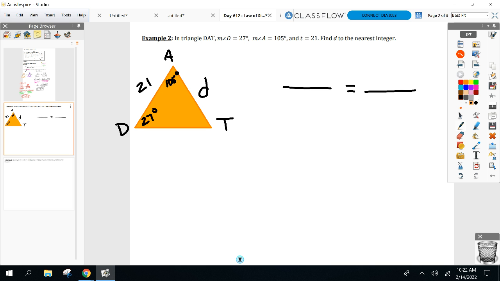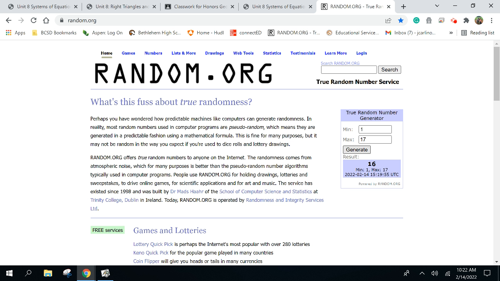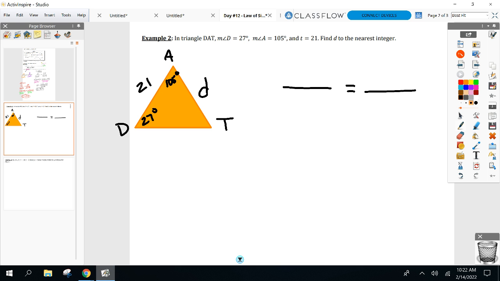All right. How do you want to start this off? Give me a side and an angle across right now. Side and an angle across. 13. Give me a side and an angle. Side D and 27. Good. D over sine 27. We're all good there.